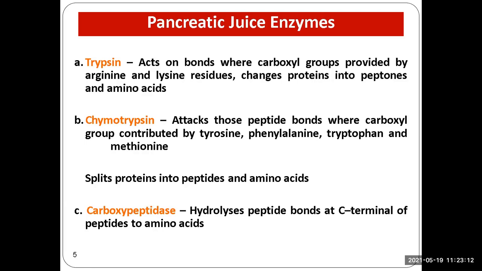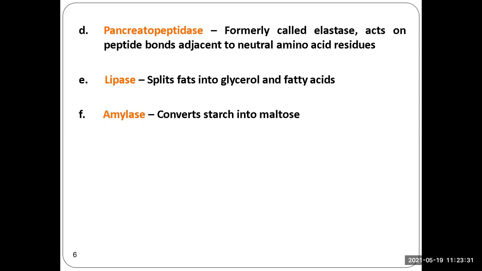In the case of trypsin, it helps in the release of amino acids like arginine and lysine, and in the case of chymotrypsin, tyrosine, phenylalanine, tryptophan, and methionine. Similarly, pancreatopeptidases act on bonds adjacent to neutral amino acid residues. The overall purpose is the breakdown of complex proteins into simple ones known as peptones and peptides.